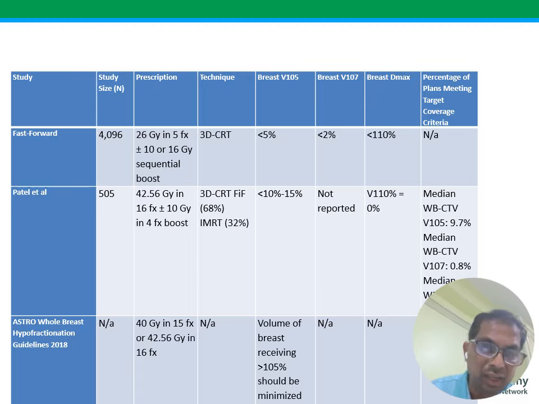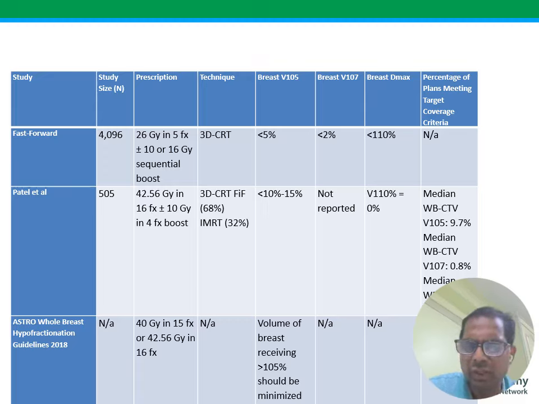We did one of the largest studies, about 500 patients, for patients with moderate to large breast size, like breast size more than 1,000 cc or so, with hypofractionation. The majority got field-within-field, but a percentage got IMRT, tangential beam IMRT, not VMAT, not the VMAT technique, but more tangential beam IMRT.